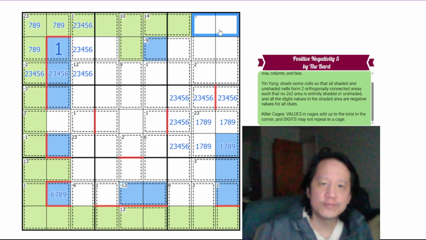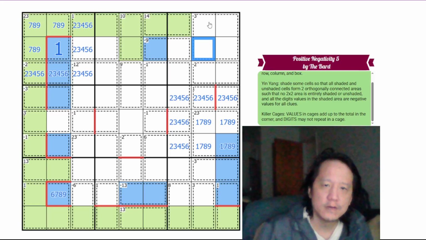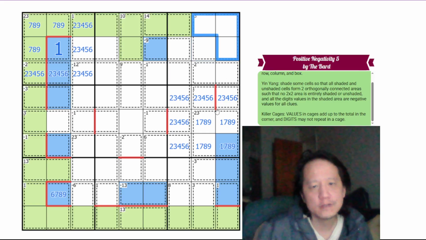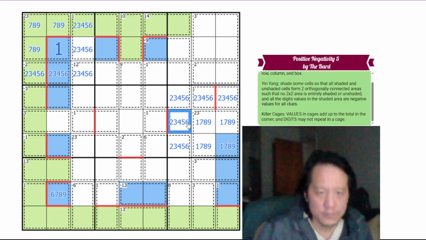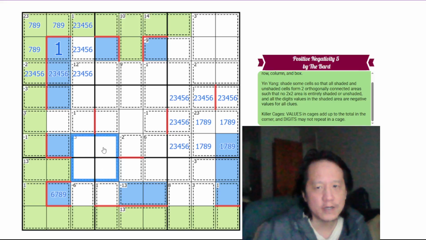Can you have 3 digits here with 1 there? 9 minus 6 is possible to be 3. So it could be that way. This is blue because we have all, this 2 by 2 area is all green. So these are boundaries. These are boundaries. 23 again, you have to have 3 unshaded and 1 shaded.